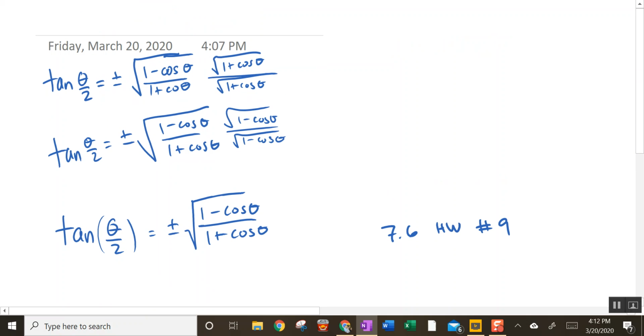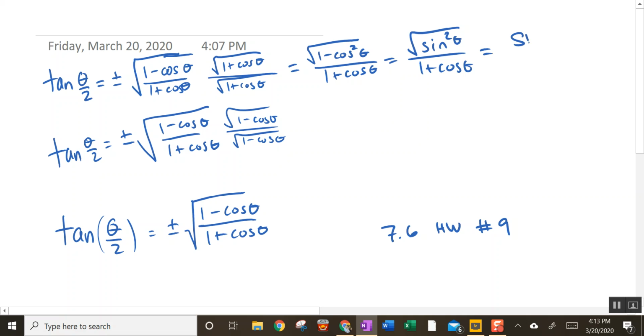So I took the original half angle identity and I simply multiplied the numerator and denominator by the conjugate. And on the top one, if we multiply this by the conjugate, we wind up getting the square root of 1 minus cosine squared theta over 1 plus cosine theta. Notice the square root kind of gets rid of the squared there. And in the top, this is the square root of sine squared over 1 plus cosine theta, or simply sine theta over 1 plus cosine theta.